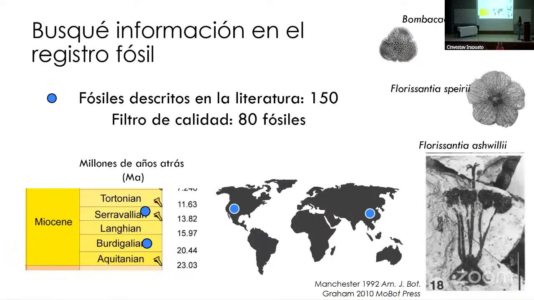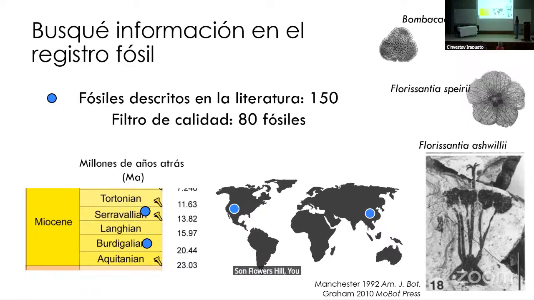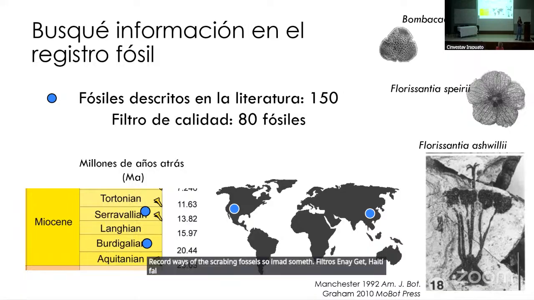And so I searched in the fossil record and I found more than 100 fossils of all kinds, for example, pollen, some flowers, and here you have another flower, and wood, and so many leaves. In the fossil record, there are so many different ways of describing fossils. So I made some filters and I got 80 fossils that I could actually use.